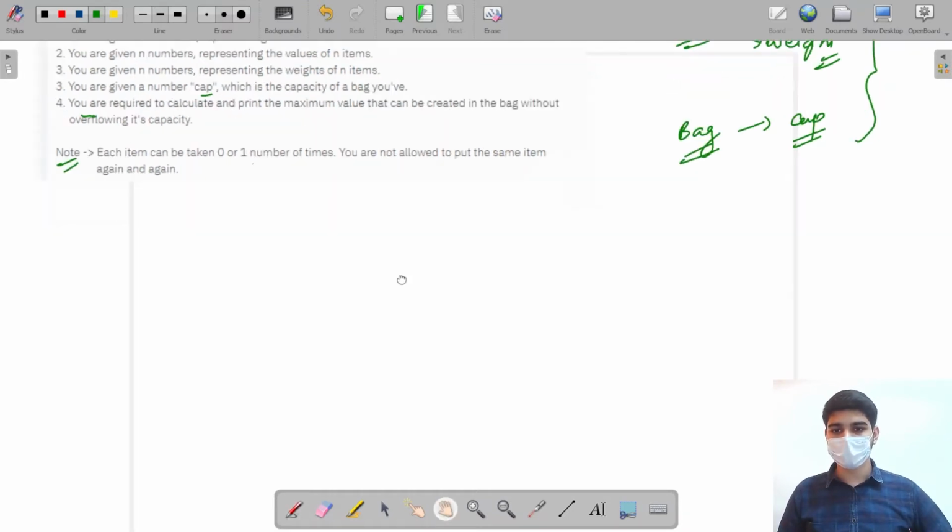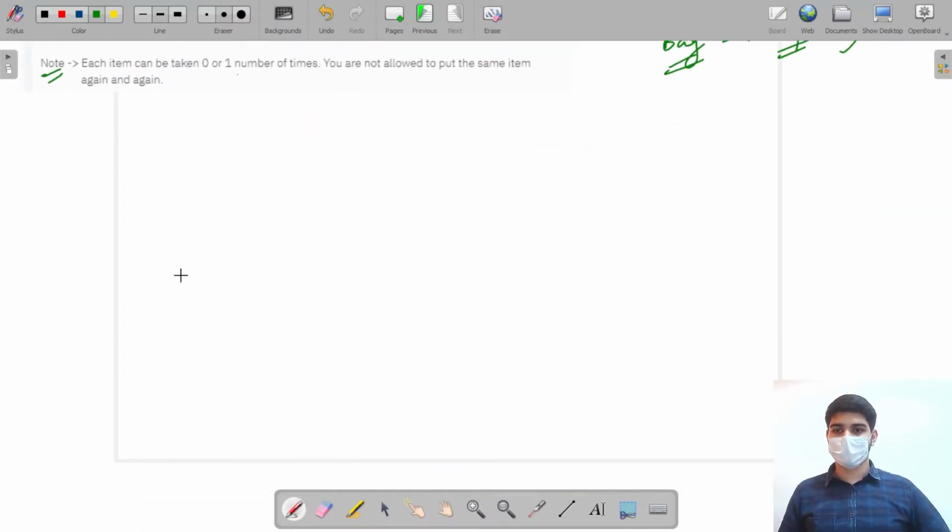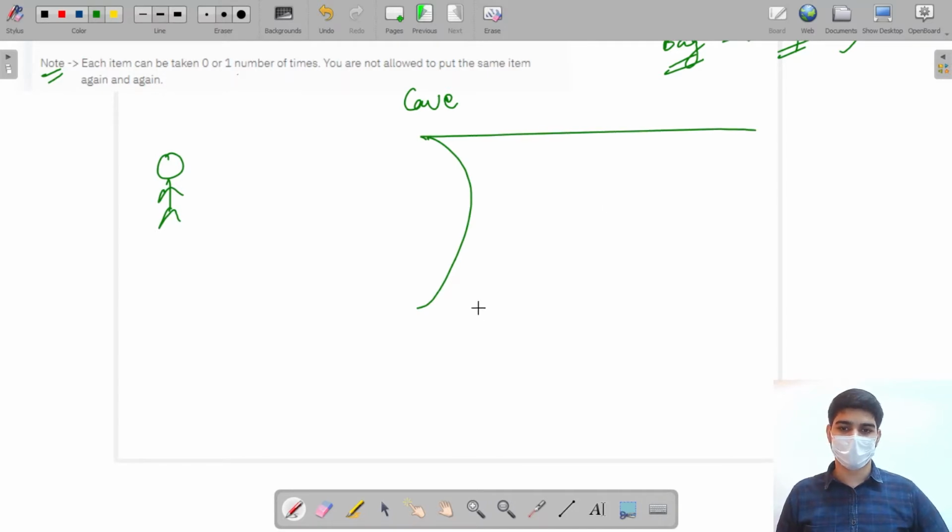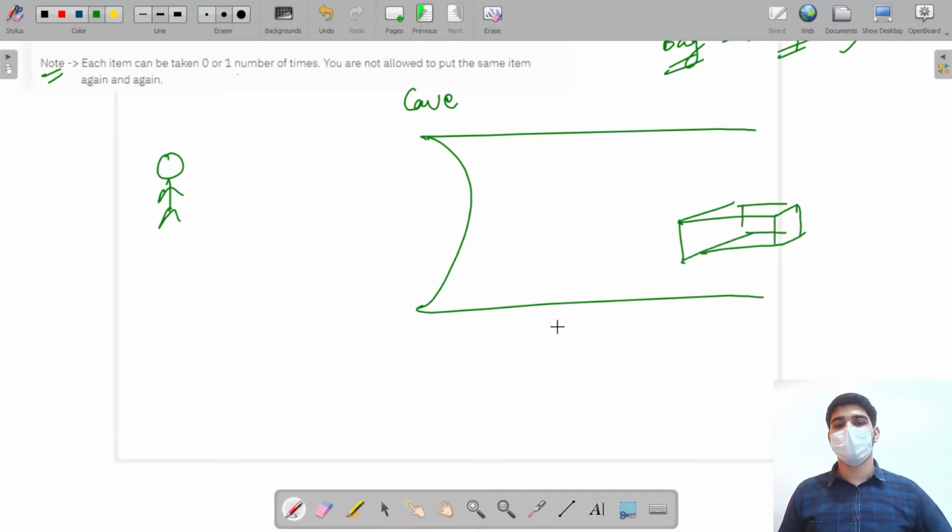Okay. If the question is not clear, let's take an example. Let's suppose you are a pirate, a very hardworking pirate, right? And you are on a conquest of searching for treasures all around the world. And when you're roaming around the world, maybe suddenly someday you found a cave. You went inside the cave, and you had a treasure box over there. The treasure box contained precious stones, each having its own worth and own weight.